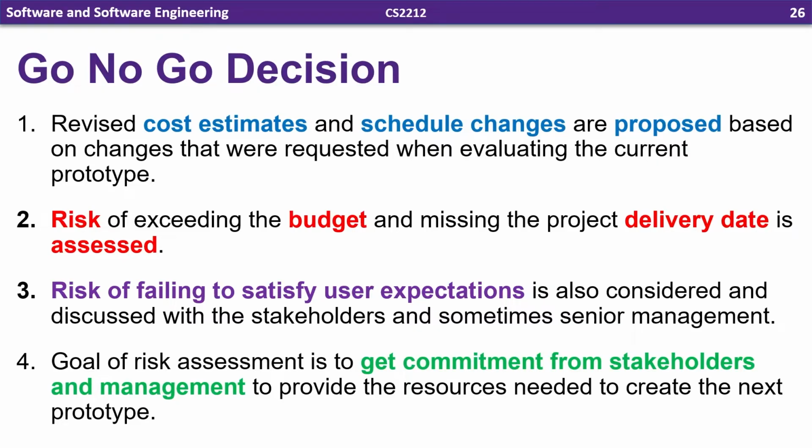And lastly, number four is to get or confirm the commitment from stakeholders and management to actually providing the resources we need to complete the next prototype. So, based on these four things, we then decide: are we going to go on and continue making and evolving the software, or are we going to decide to scrap the project?